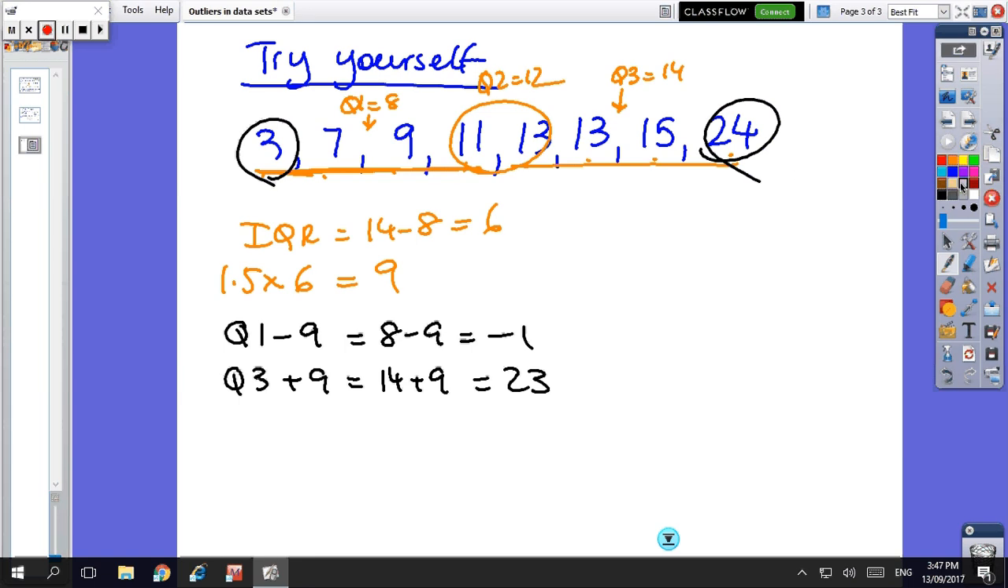Then on our box and whiskers diagram, I'm not drawing it to scale, I'm just trying to get through quickly. 8, 12, 14, and 15, and then way up here is 24. The lowest score is 3. We've got the box at 8, 12, 14. The highest score is now 15, not 24. And then 24, we just put a cross out there as an outlier. So there's your representation using outliers. Hopefully that makes sense.